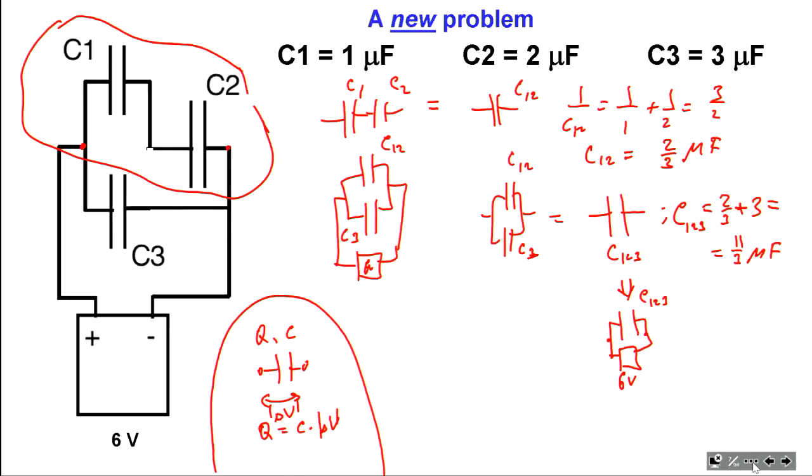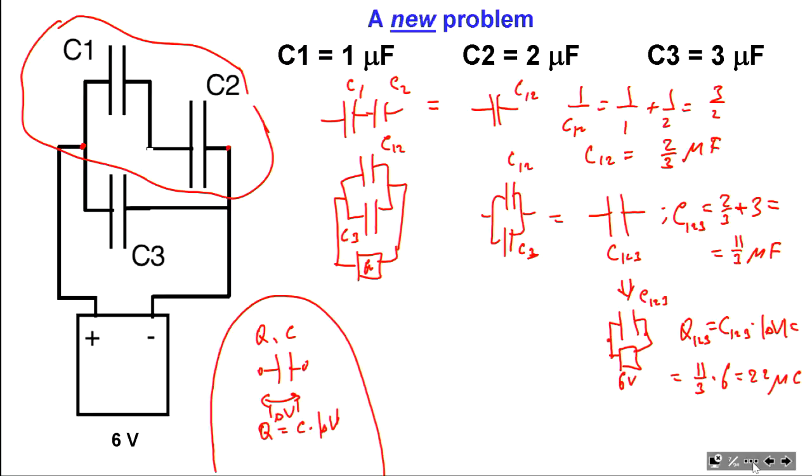So if we apply this equation to the last remaining equivalent capacitor, it gives us 11/3 times 6, 22 microcoulombs.